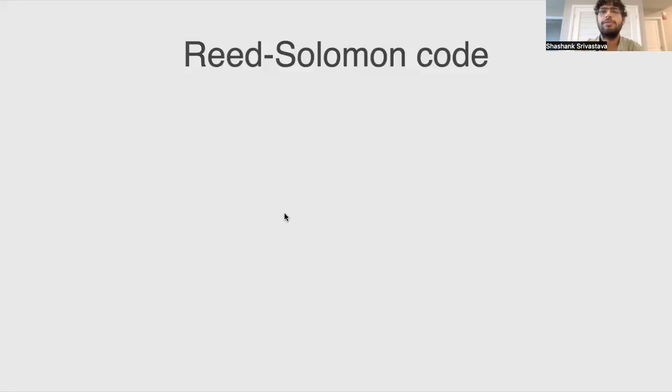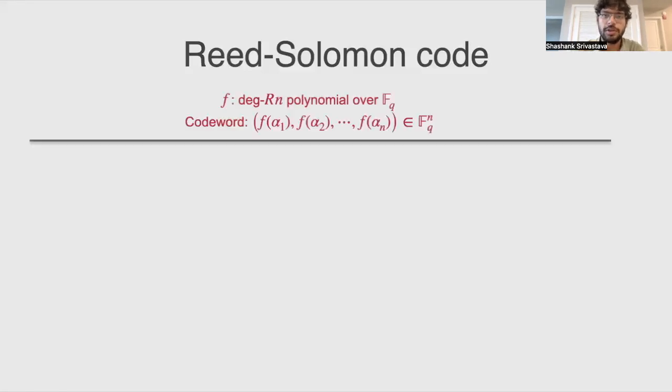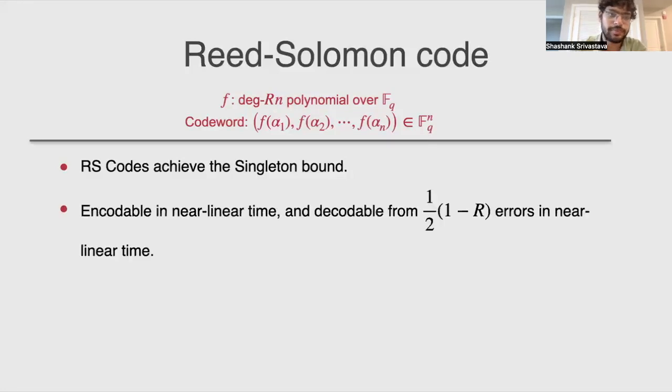Perhaps the most well-studied family of codes is the Reed-Solomon codes, which are based on bounded degree polynomials. The messages of the code are in correspondence with degree Rn polynomials over Fq, and the code words are simply evaluations of this polynomial on n distinct points in the field. These Reed-Solomon codes are so popular because they achieve the Singleton bound. For a rate R code, the distance of a Reed-Solomon code is 1 minus R.